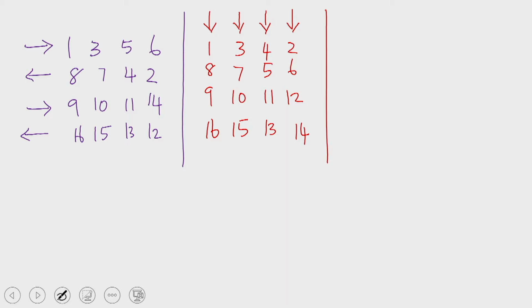And then we come to the third step. In the third step, we sort the rows again. So, the first row gives us 1, 2, 3, 4 in sorted order, and then the second row sorted from the right to the left will give us 5, 6, 7, 8 from the right to the left, then 9, 10, 11, 12 and 13, 14, 15 and 16.